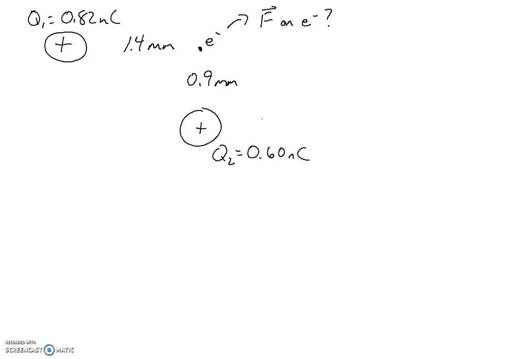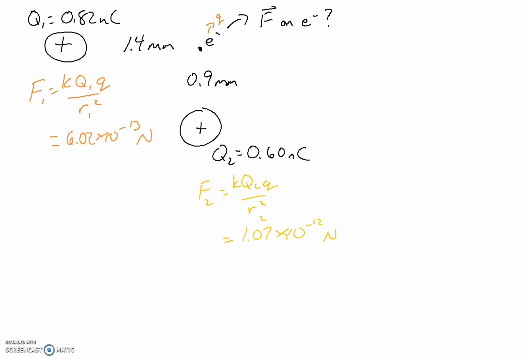So I can find the force from number 1: it is kQ1q, where the little q is my electron over here, divided by radius 1 squared, and radius 1 would be the 1.4 millimeters. Make sure you make that times 10 to the negative 3, and we can calculate that force. And then force number 2 is kQ2q over radius 2 squared, and calculate that force as well. So punch out those values, and hopefully we'll get the same forces.